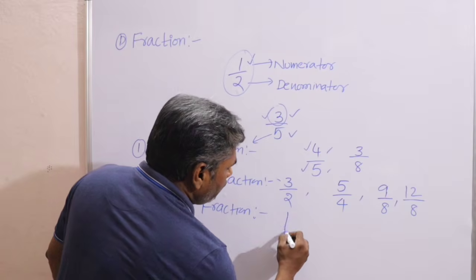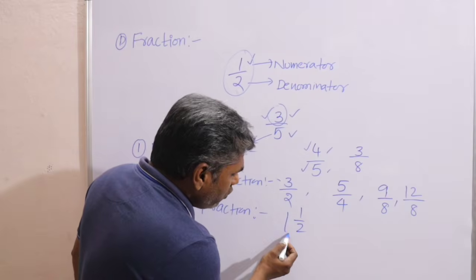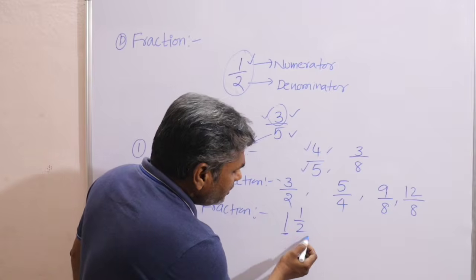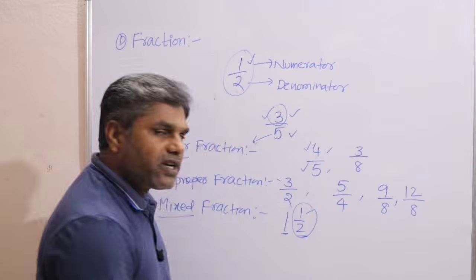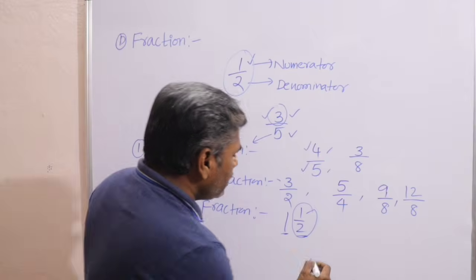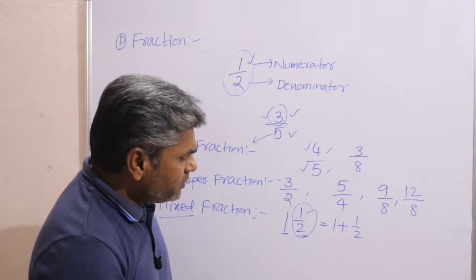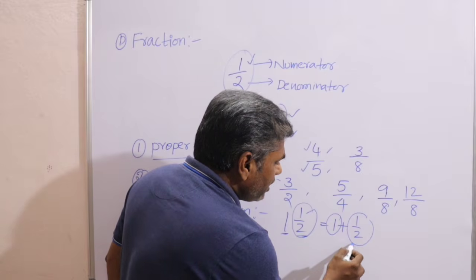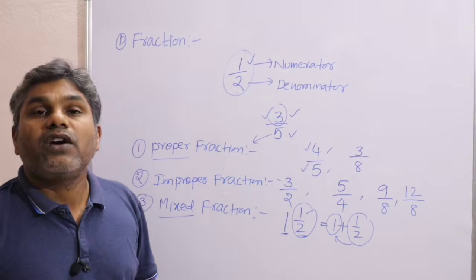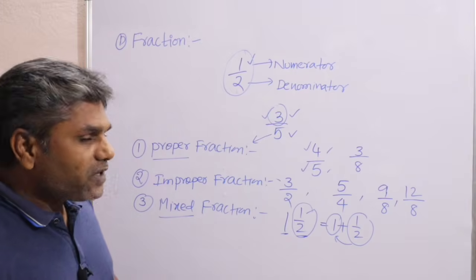Suppose I am writing 1 and 1 by 2. The meaning of this is one whole chocolate along with half a chocolate. This is proper, you know. Why? Because the numerator is lesser than the denominator. You can write it as 1 plus 1 by 2. That means a proper fraction is there, and along with that a complete whole one is also there. That's why you call it a mixed fraction.